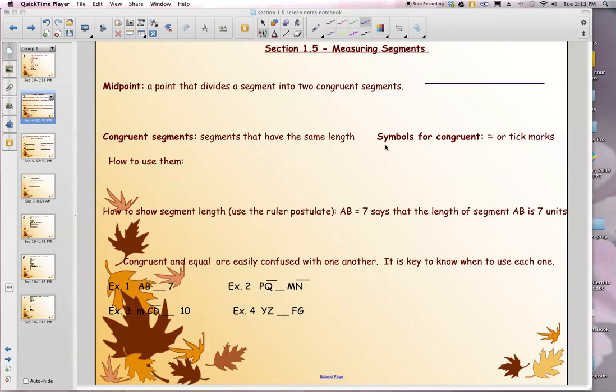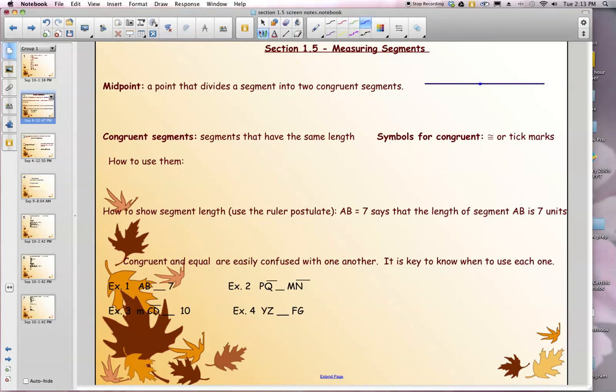So, for example, if this is my segment, if I find the point directly in the middle of this segment, I'm going to name it point M because it's a point, so I name it with a capital letter. I would say M, if it's directly in the center, is the midpoint of this segment. Let's say that this is A and this is point B. These are the endpoints. M is the midpoint. That means that the segment from A to M would be exactly the same measurement as the segment from M to B. We would call those congruent segments.